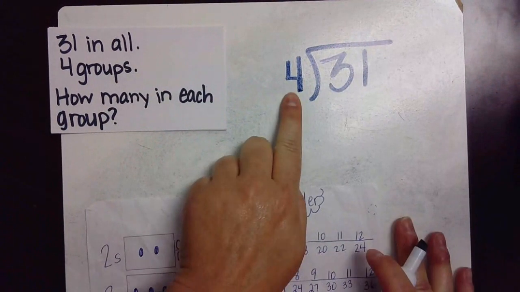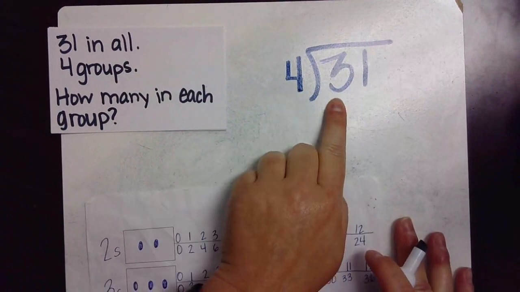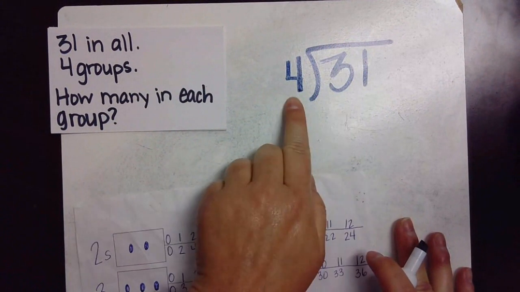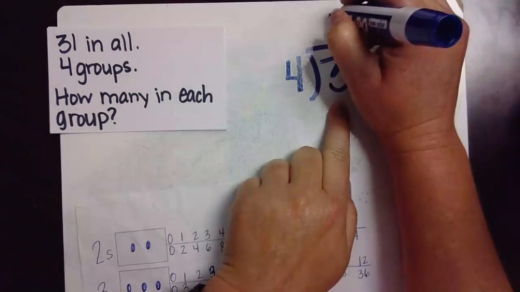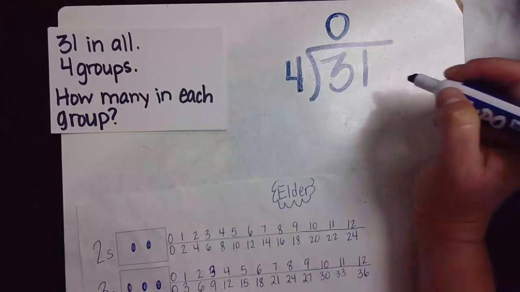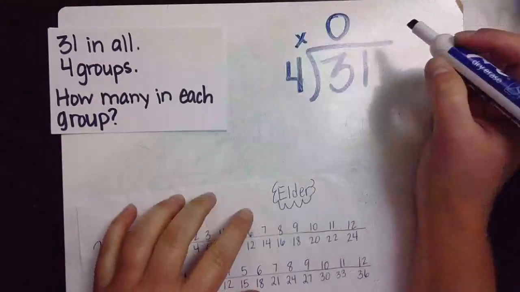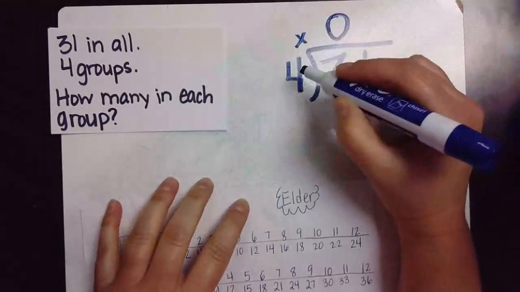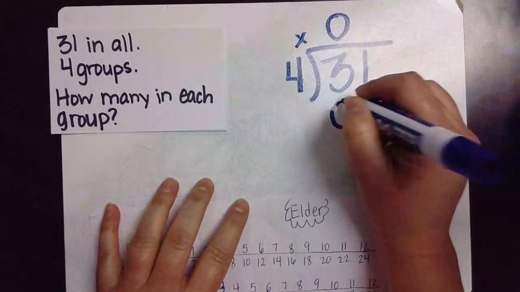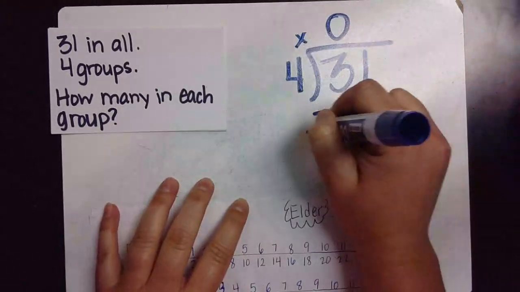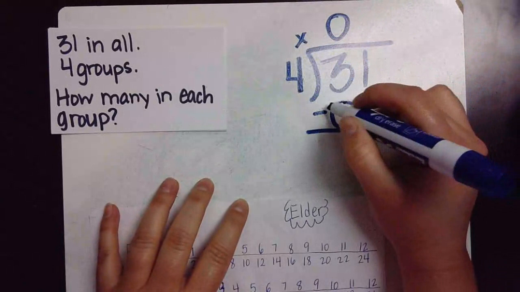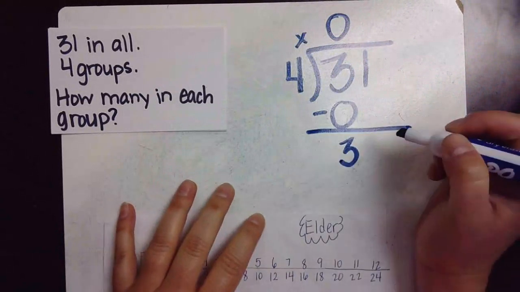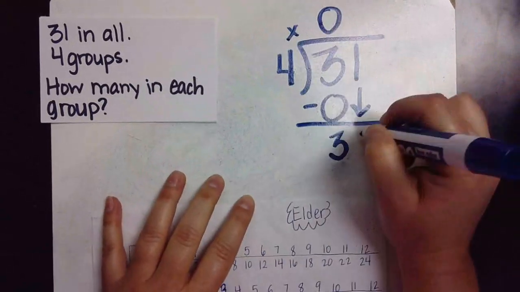How many times does 4 go into 3? Well, one group of 4 is 4, and that's already too much. So 4 goes into 3 0 times. Divide, multiply. 0 times 4, anything times 0 is 0. Divide, multiply, subtract. 3 minus 0 is 3 because I took nothing away. Subtract and bring it down.